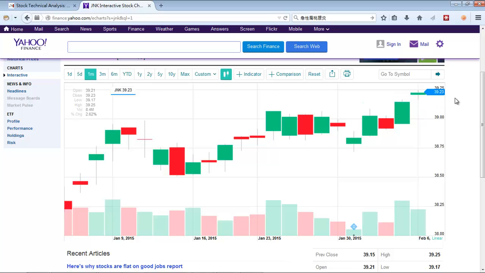Now, how would you confirm that on Monday? Well, what you're going to look at is the opening price of the stock. We want the opening price of the stock to be at least as high as the opening price on February 6th, which was 39.21.